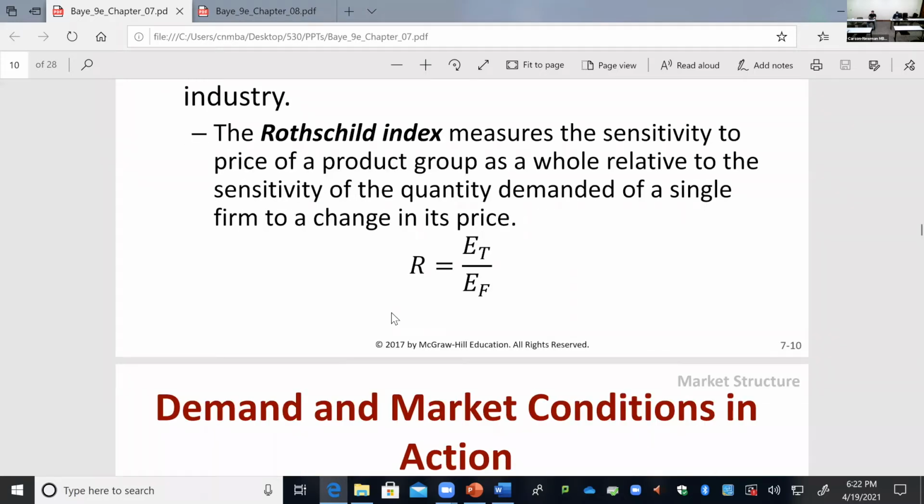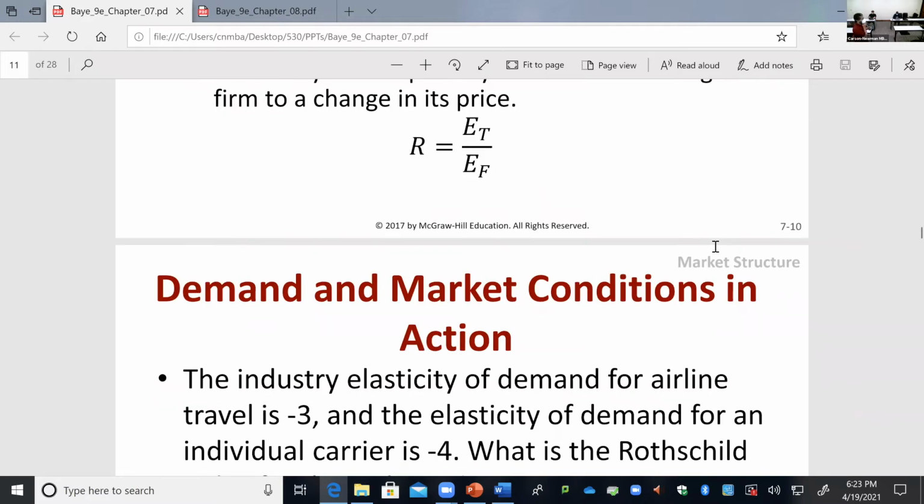Okay, now the Rothschild index is basically a measure of your elasticity relative to your industry, okay? The firm's elasticity is in the denominator, the industry's elasticity, the total elasticity for the total product. The demand for the industry has ET elasticity. The firm's demand has EF elasticity. Now, remember, the more elastic your demand is relative to the industry, this will be in absolute value large relative to this. They're both negative numbers, right?